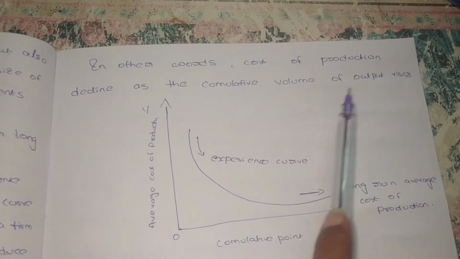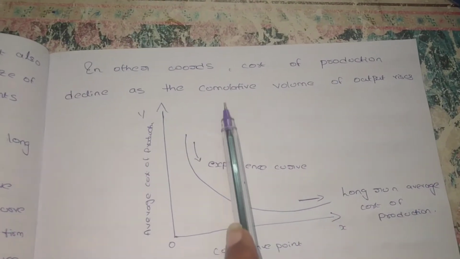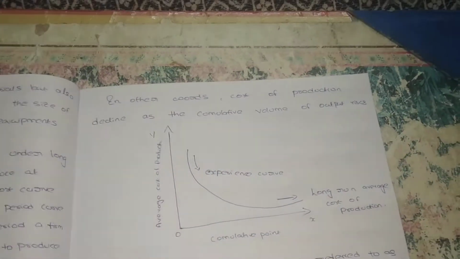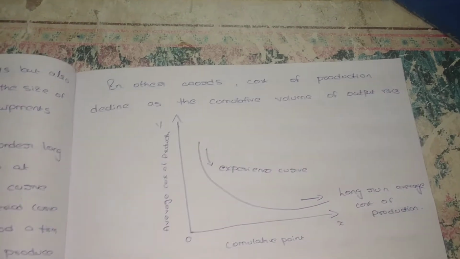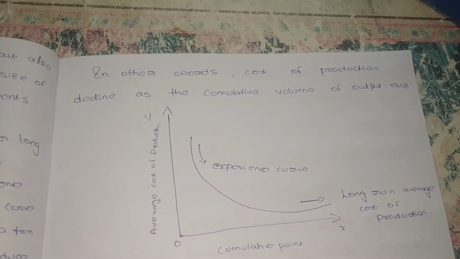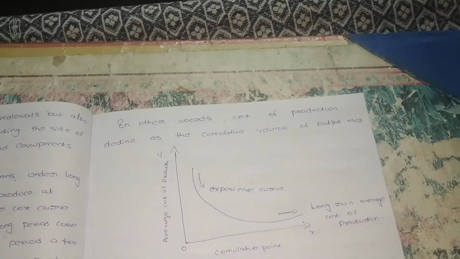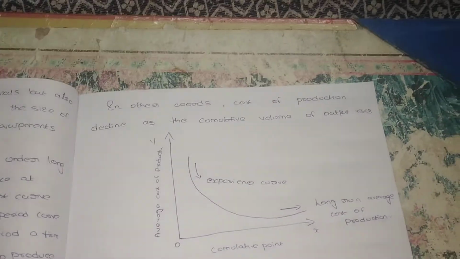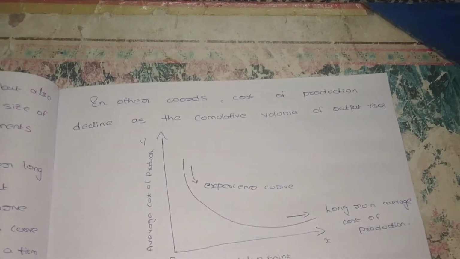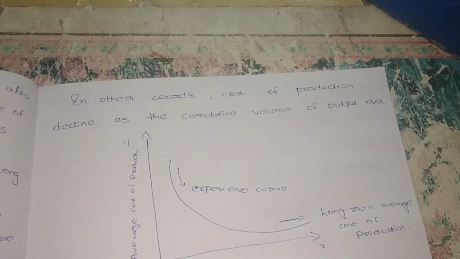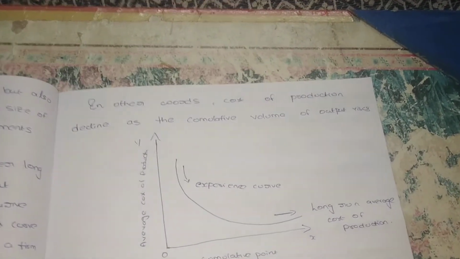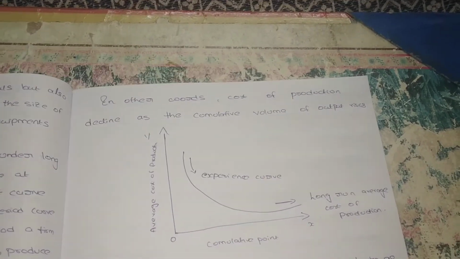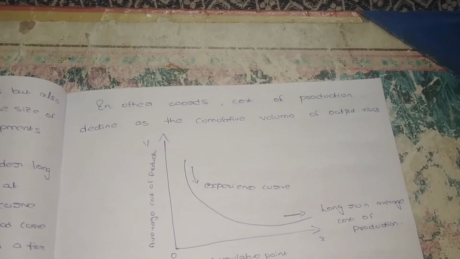In other words, the cost of production declines as the cumulative volume of output rises. The cost of production will decrease. Suppose I want to produce a particular product and its cost is 50 rupees. Now it declines to 40. Then I am able to produce more goods, so my output increases. When the cost of production decreases, our output will increase. There is an inverse relationship between the cost of production and output.